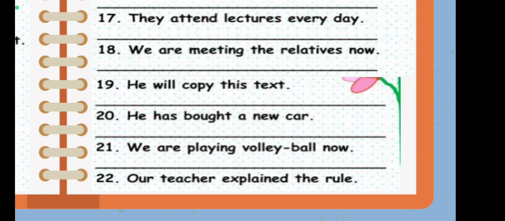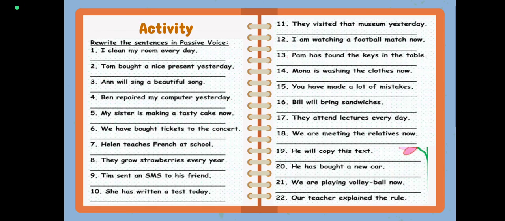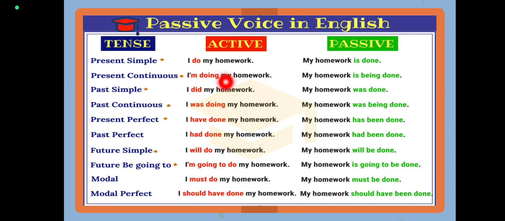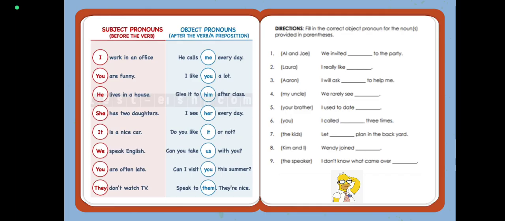Volleyball is played now by us. Okay, be careful. Here we have "are playing." So here we have present continuous: is playing. Is being played. So it is being played. You get that? Being. Played. Yeah. Being played.